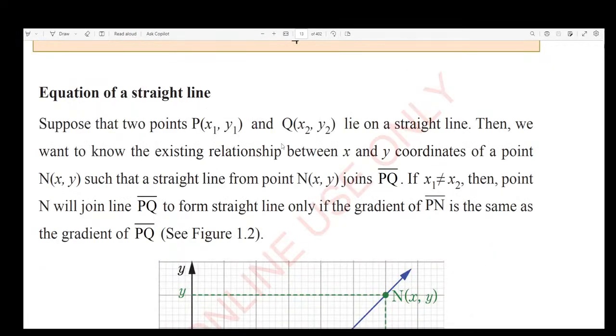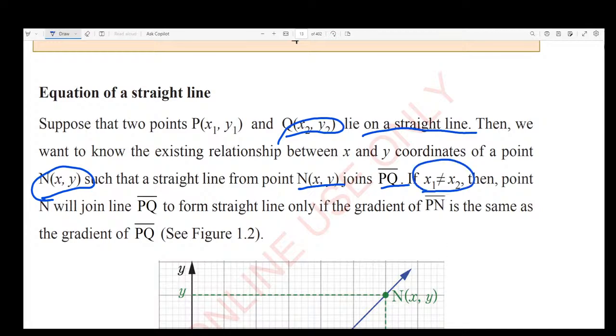So suppose 2 points PQ, P being x1, y1 and Q being x2, y2, and all these points are going to be on a straight line. They want to know the existing relationship between x and y coordinates of a point N (x, y), such that a straight line from point N joins PQ. But we know that x1 is not equal to x2.